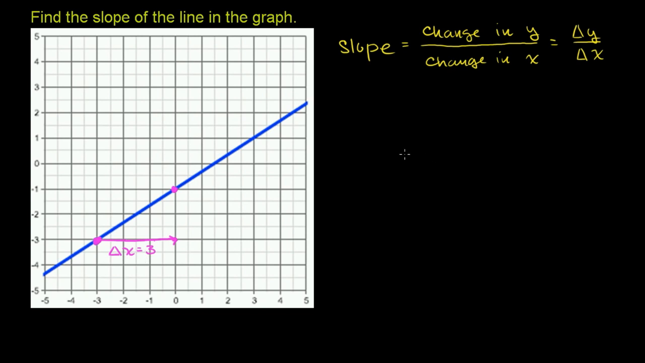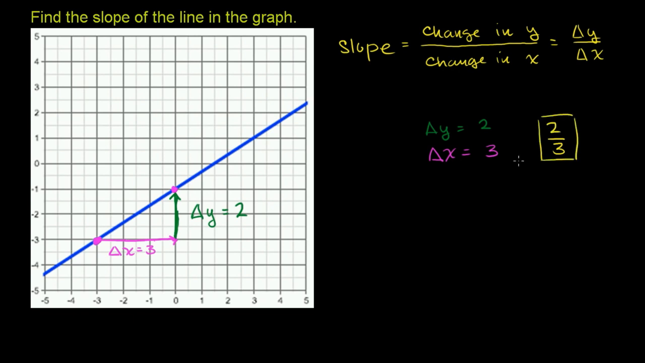So let me write this. Change in x, delta x, is equal to 3. And what's my change in y? Well, I'm going from negative 3 up to negative 1, or you could say 1, 2. So my change in y is equal to positive 2. Let me write that down. Change in y is equal to 2. So what is my change in y for a change in x? Well, when my change in x was 3, my change in y is 2. So this is my slope.